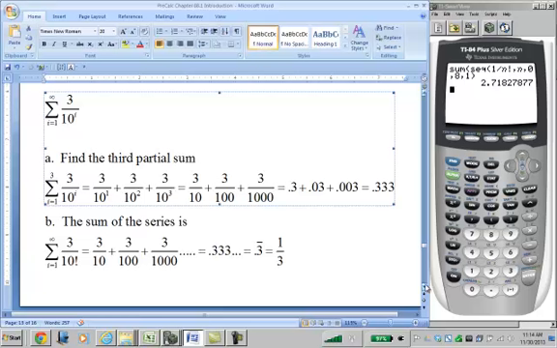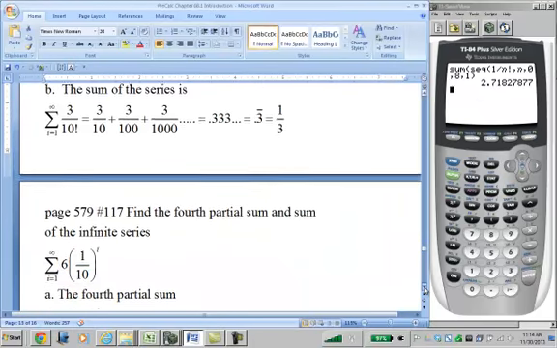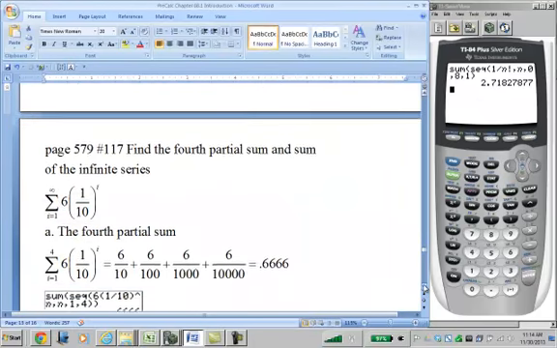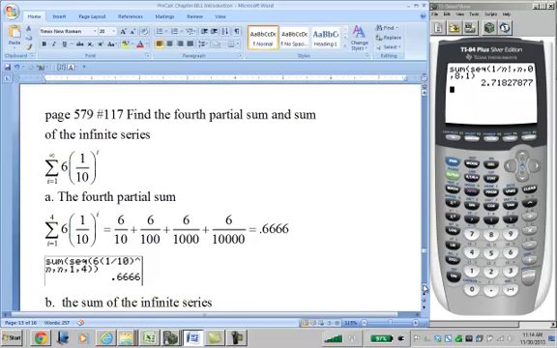In the next example, I'll talk about how you turn a repeating decimal into a rational expression, in case you forgot.